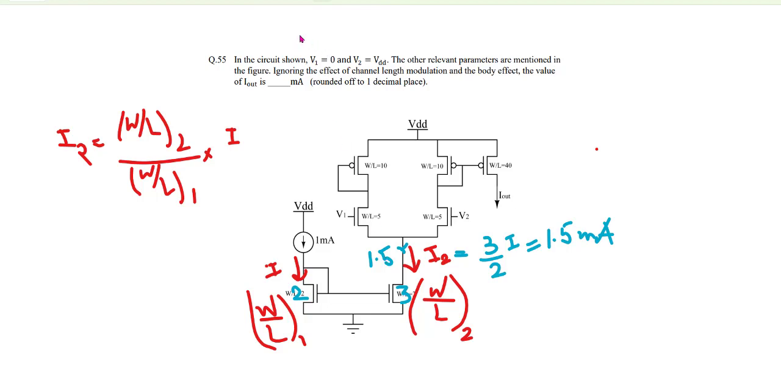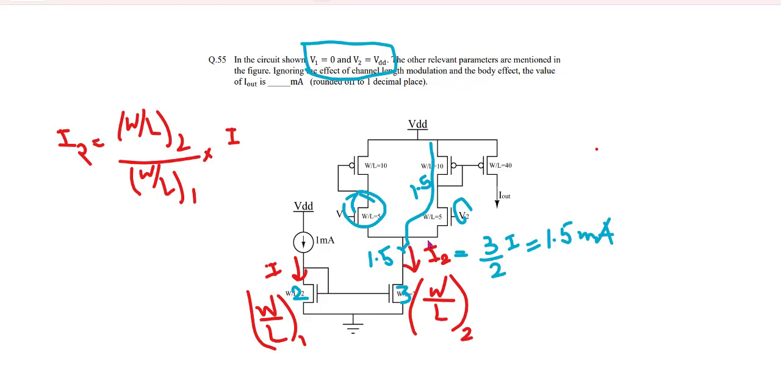So here comes this part of the question. V1 equals 0 and V2 equals VDD, right? If V1 is 0, that means this is off, so there is no current from this side. Now V2 is VDD, that means this is on, so the entire current flows from here. The entire 1.5 flows from here.